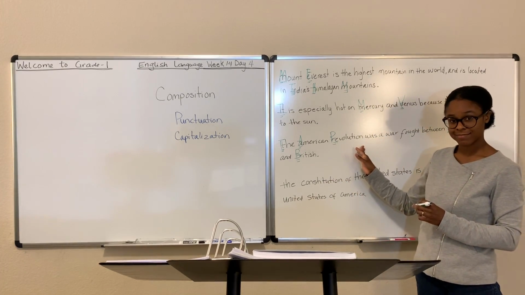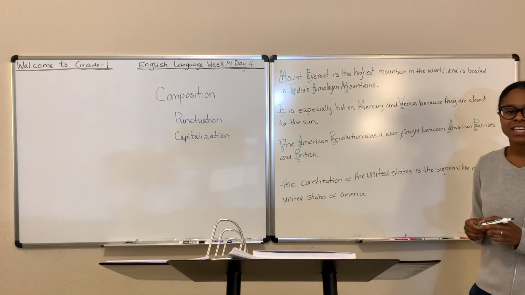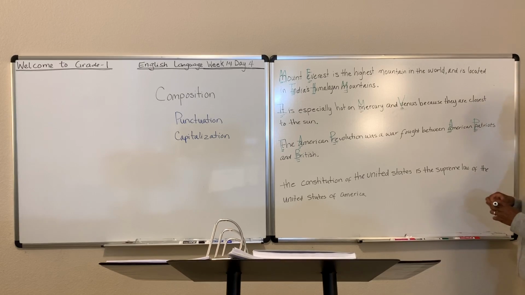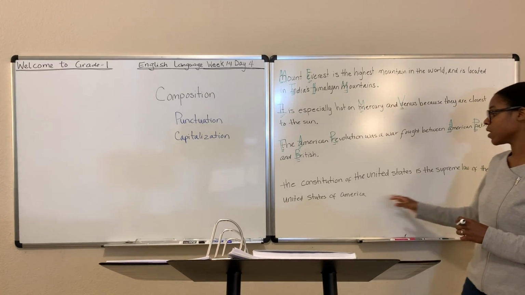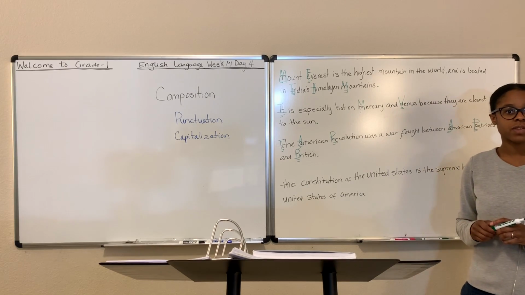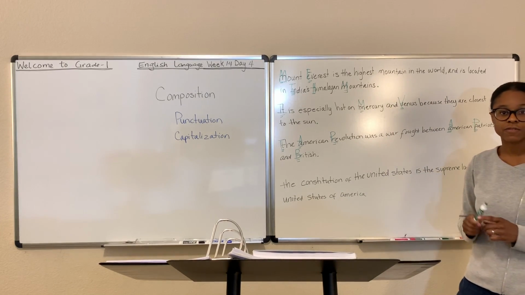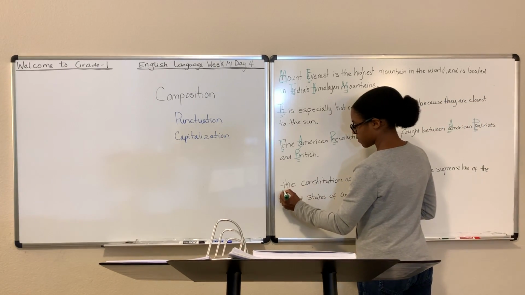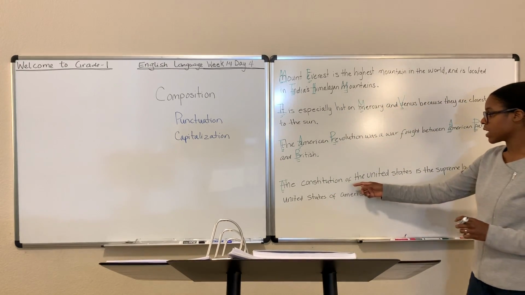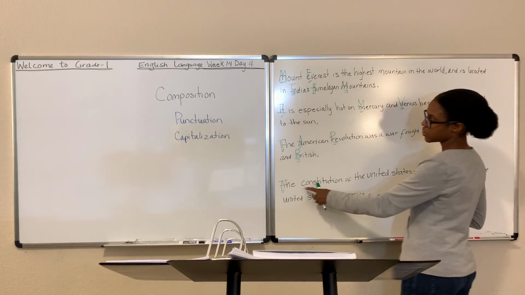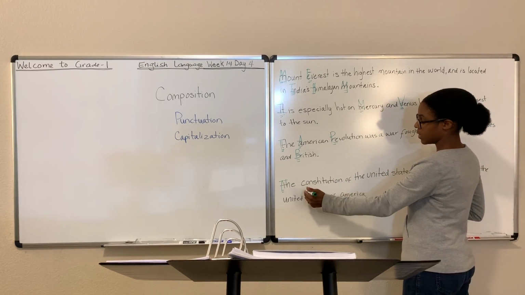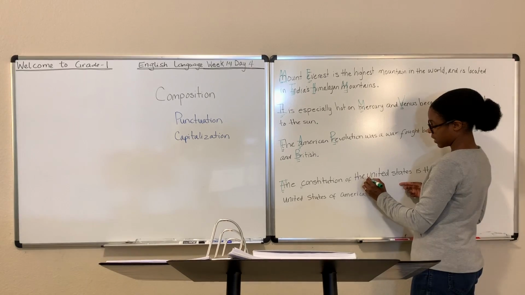Does that look better? The final sentence says, the Constitution of the United States is the supreme law of the land, is the supreme law of the United States of America. So starting from left to right, what is the first thing we need to do? Start by uppercasing the first letter in your sentence. Brand new sentence, uppercase. The Constitution of the United States. Is that the name of an important document? Yeah. It's the name of the supreme law of the land.